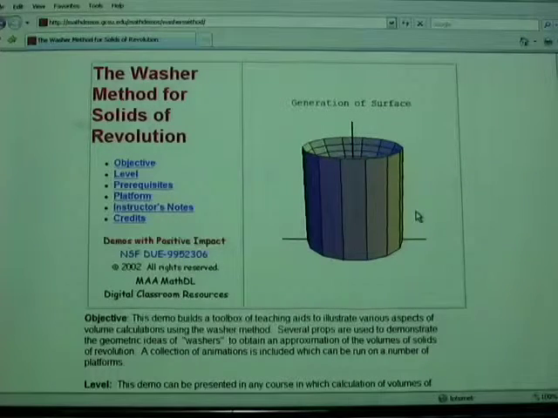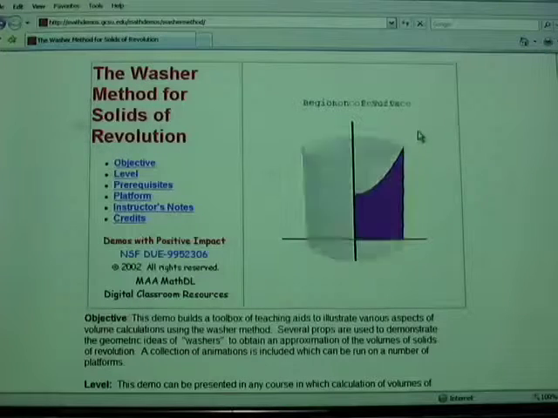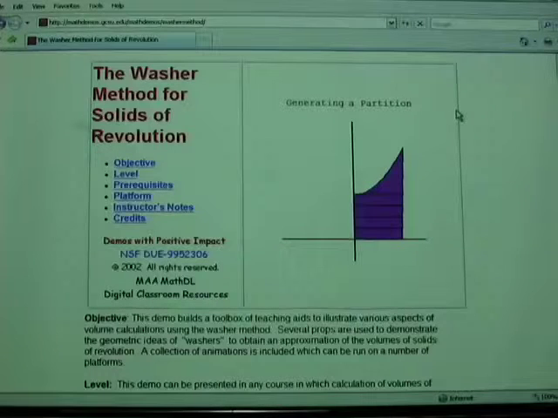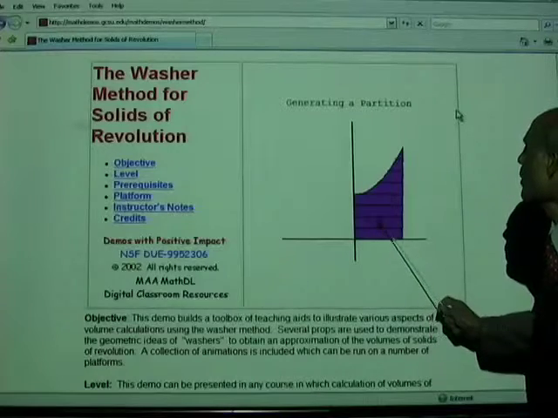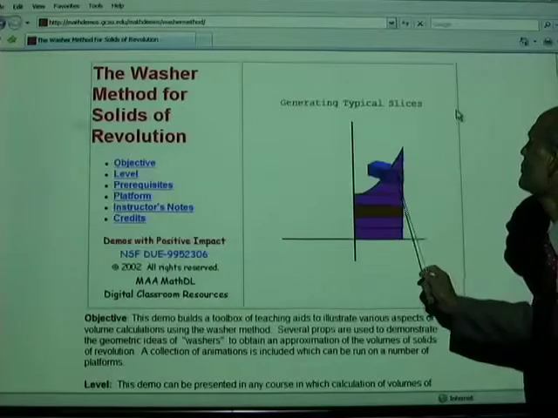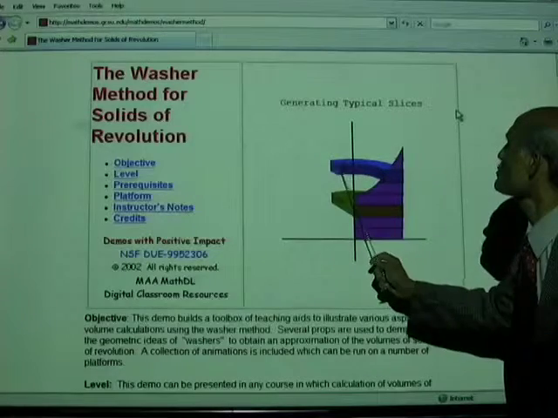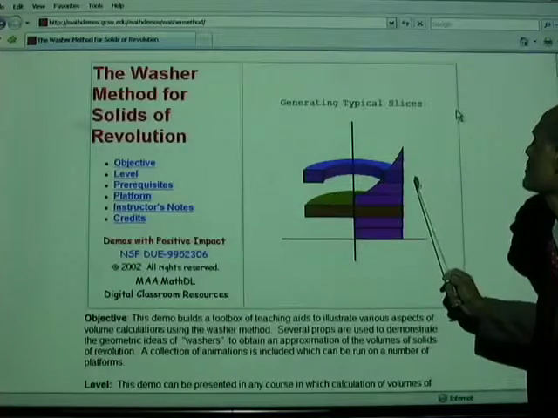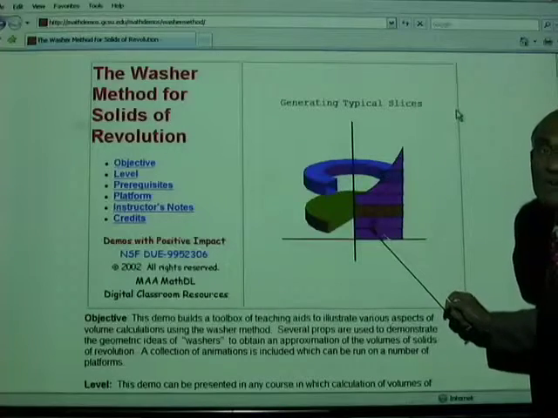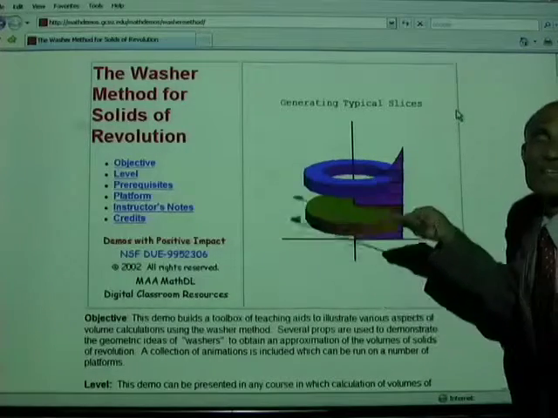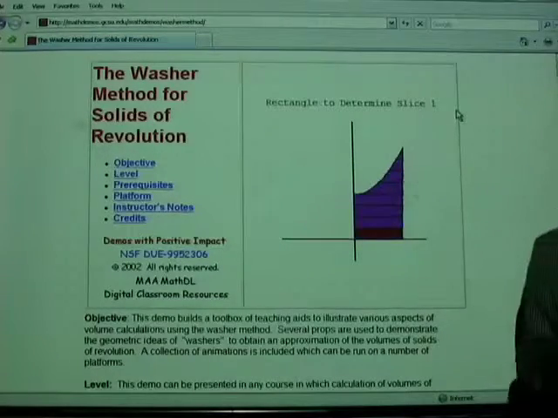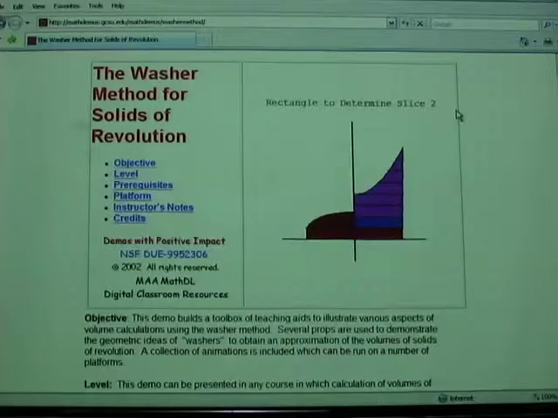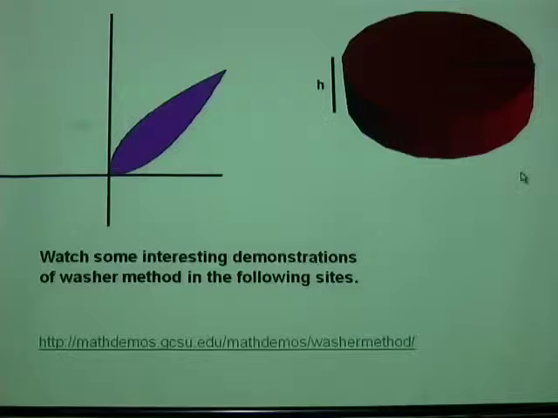Alright, I would like you to access this web page and look at more of these animations. Alright, let's look at that just one more time. How the whole area is divided into dAs, and just one of such dAs is revolved to generate one dV. And there are many such dVs, and you have the total volume added to give the complete volume. All right, let's get out of this and continue with our discussion.